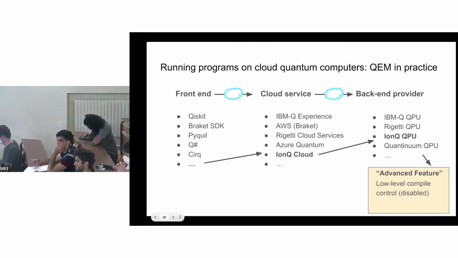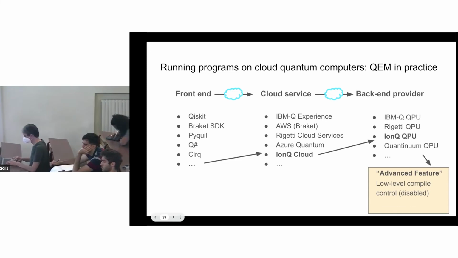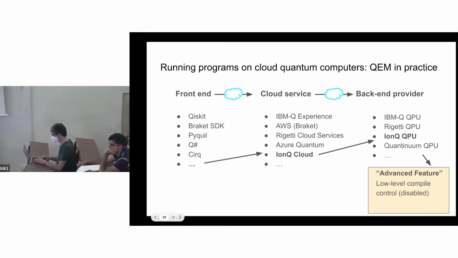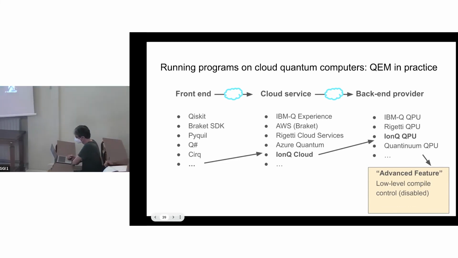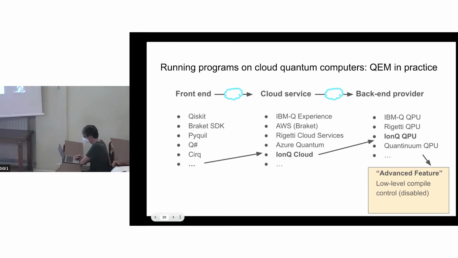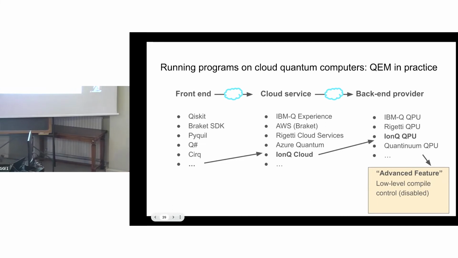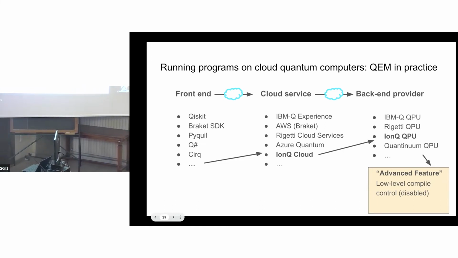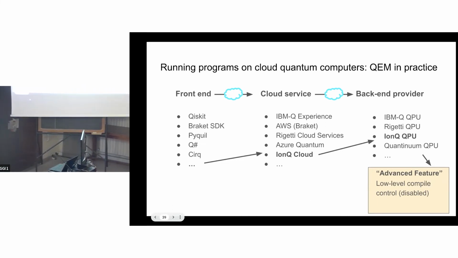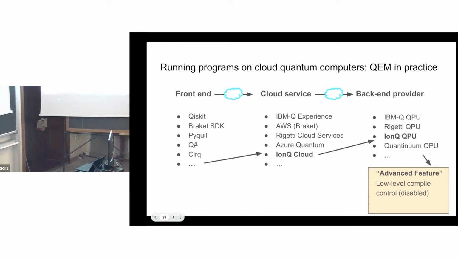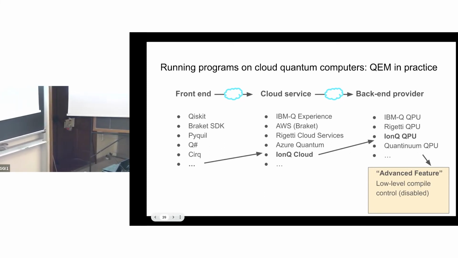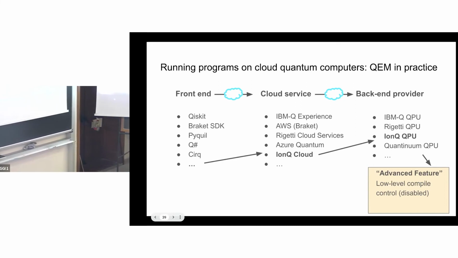So, I hope this answers your question, but it's exactly to make this point. In practice, to apply quantum error mitigation, you have to find a path that is amenable to low-level control from your side. And basically what this means is disabling any sort of sophistication that is done behind the scenes.